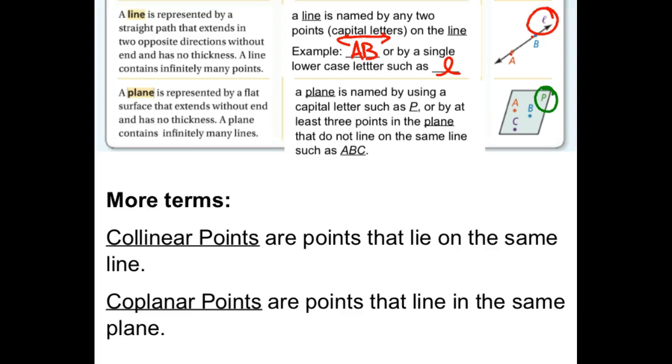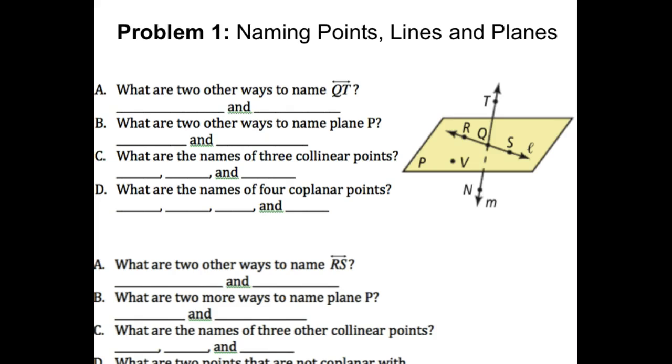All right, so now that we've talked about all these definitions, let's get into actually naming some points and lines and planes. It says, what are 2 other ways to name QT? And when you see QT written like this, with that line above, you're actually saying, what are 2 other ways to name line QT? Because Q and T have a line above them. Notice that that line has arrows on it. That is a really important thing. That means they're actually talking about a line that goes in both directions forever.